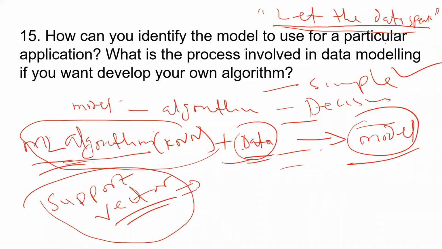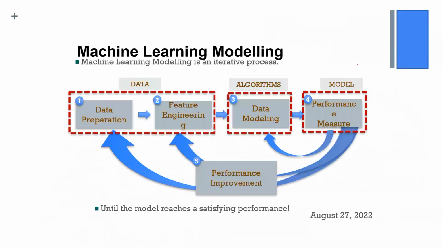And what is the process that is involved in data modeling? If you want to develop your own model, I believe you've tried to talk about your own model here. I see people interchange model for algorithm. Now, you want to develop your own model. We mentioned earlier, there's what we call the machine learning modeling procedure or paradigm, which is an iterative process.